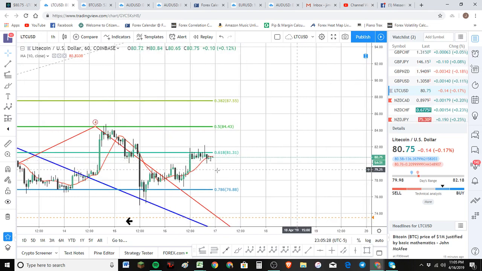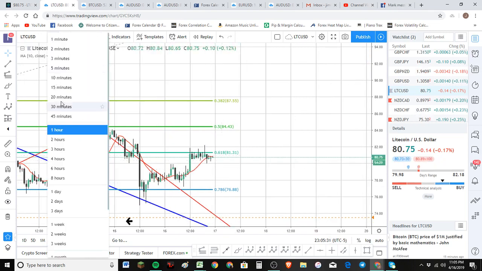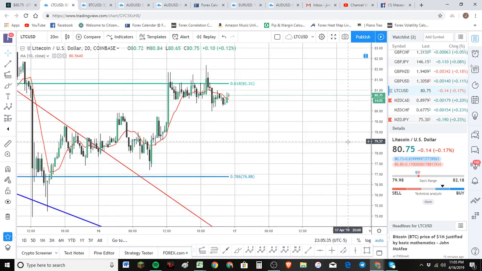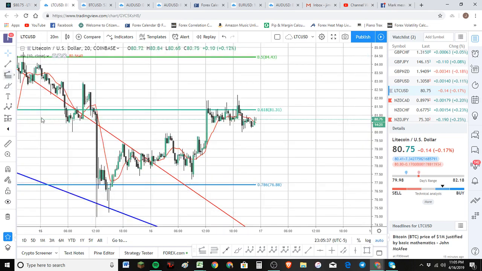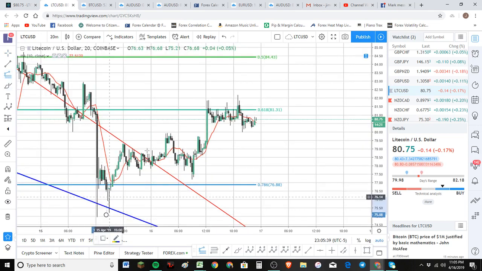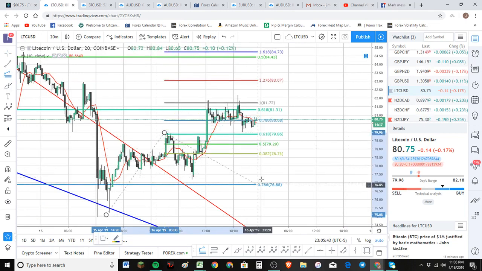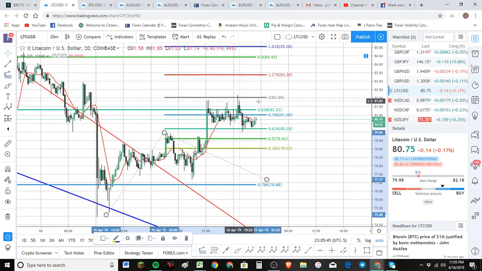So how do we know? Let's just take it down a little bit more to the 20-minute and let's get more clarification there. And let's throw the fibs on it and see where we might land. There's A. There's B. And so C, we've already tagged the one-to-one extension. Okay, so we've got 1, 2, 3, 4, 5. That could be finished. It could be a finished ABC.